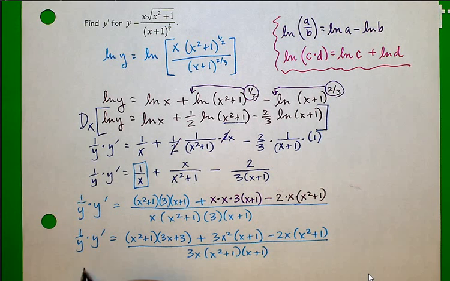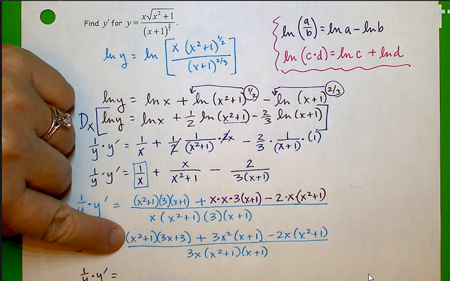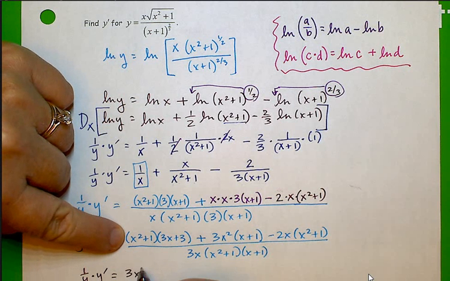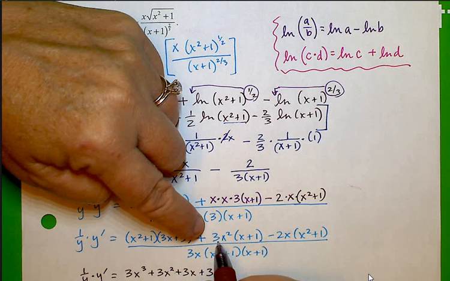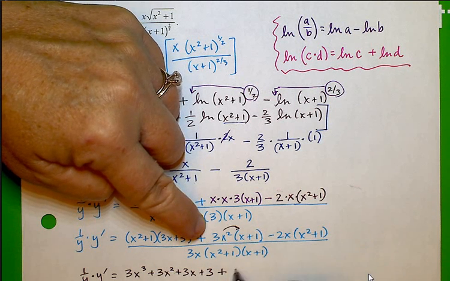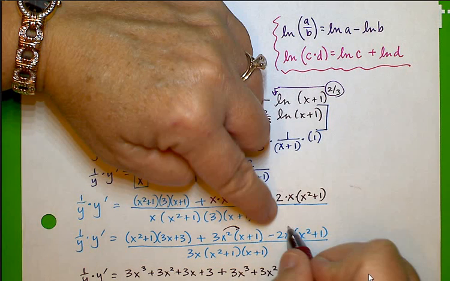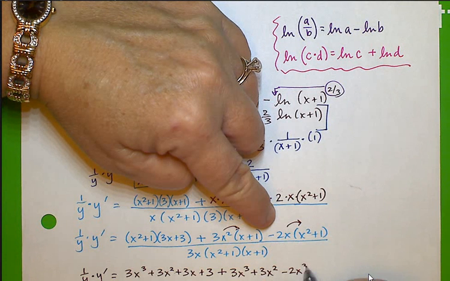So here we go. We're going to FOIL this first piece. 3x cubed plus 3x squared plus 3x plus 3. Let's distribute this next piece. 3x cubed plus 3x squared. We'll distribute this along with the negative sign. Minus 2x cubed minus 2x, all over that common denominator.